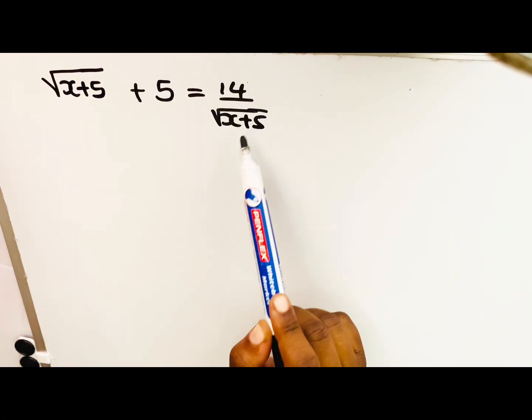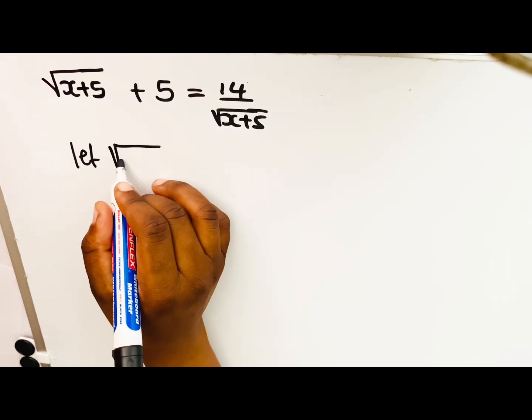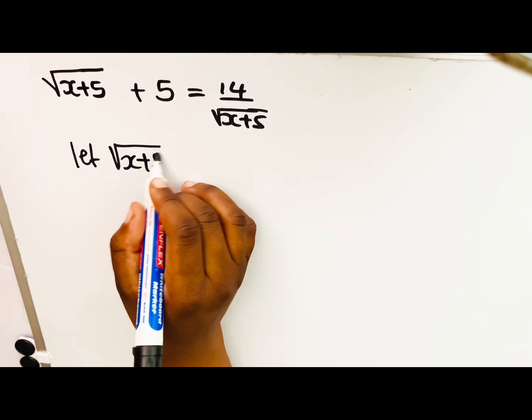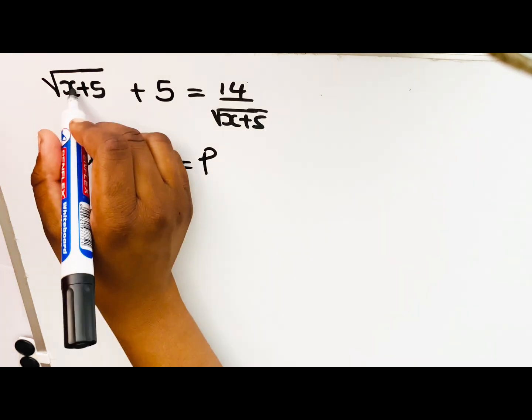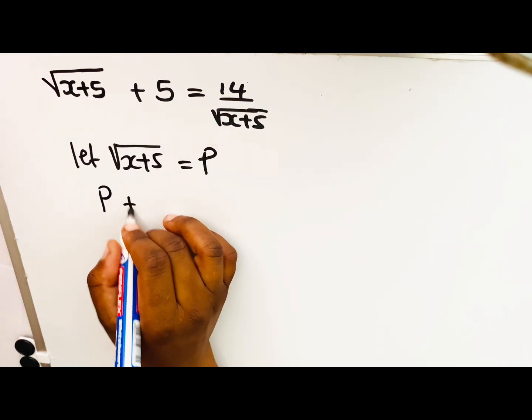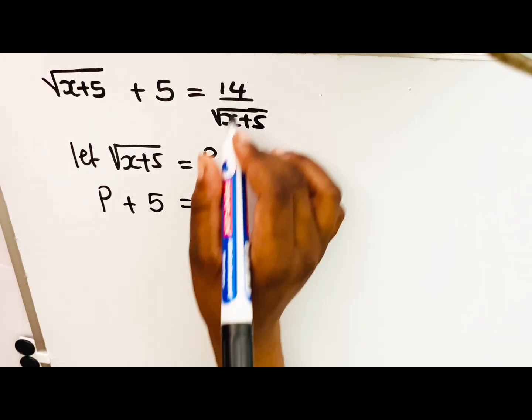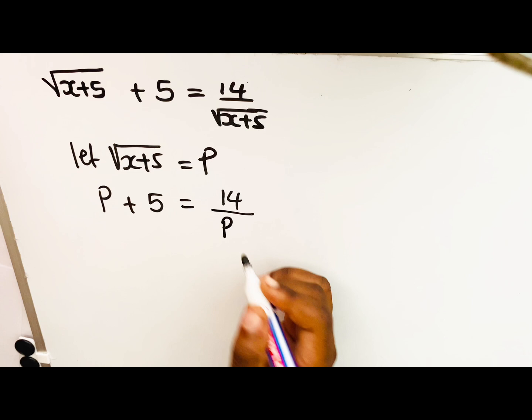So let's just make the root of (x+5) be one thing, like maybe p, and see how we are going to do it. So where there is √(x+5) it will be p. So substituting, p = 14/p.